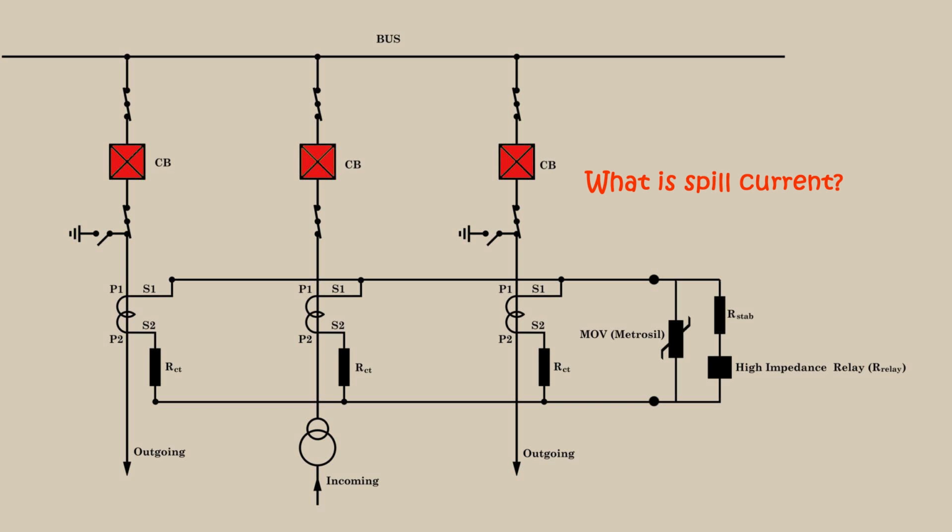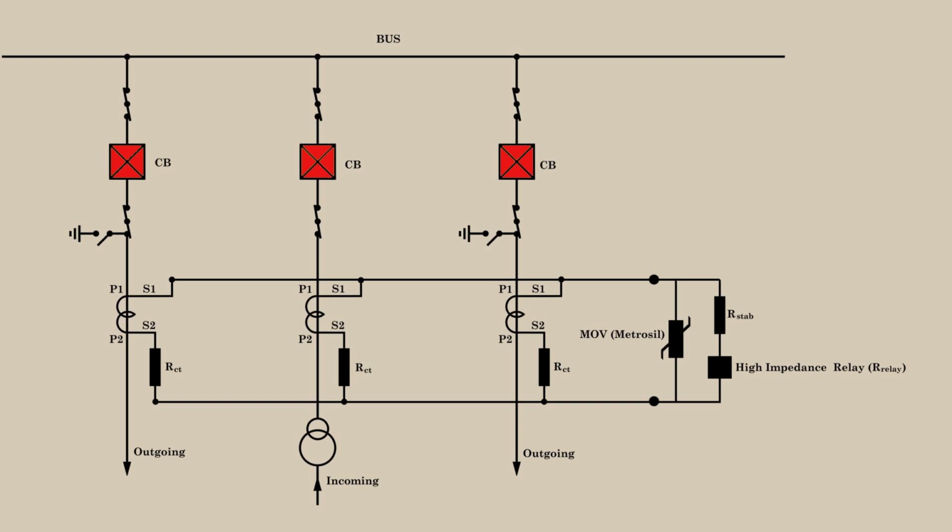Now, in many cases, we need to provide a resistor in series with the high impedance differential relay to stabilize it and prevent maloperation. Let us discuss. We all know that there may be a situation when any of the current transformers connected in parallel becomes saturated, meaning the CT core gets saturated. Then, even under normal operating conditions or during external faults, current imbalance occurs and spill current starts flowing through the relay. This spill current may cause the relay to operate even without any actual bus fault.